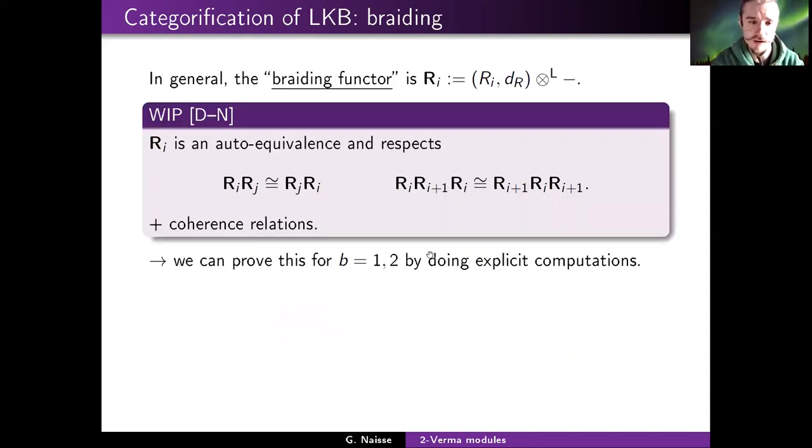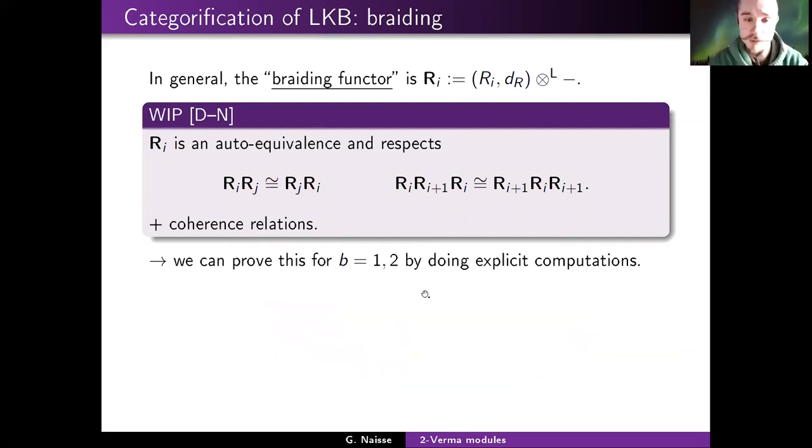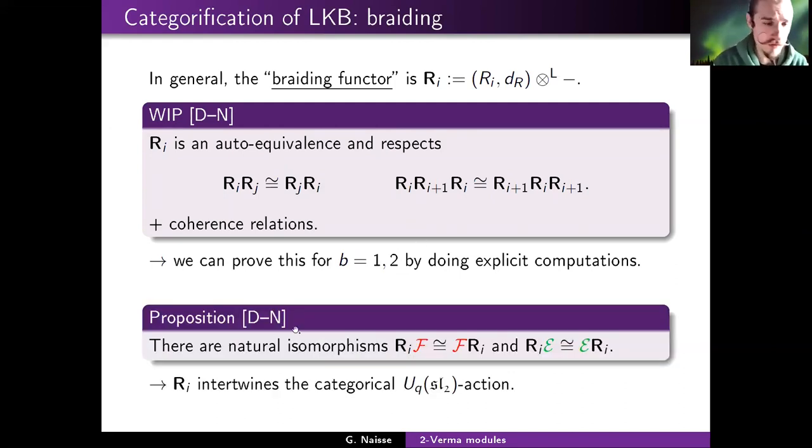And so again, you can do it when B is one or two, but in general, it's not so easy to show that your rewriting system has the proper properties needed to compute your basis. So this is why it is actually a hard problem. Okay, but for B equal one and two, we can do it, so that's good. And also we can show that there are natural isomorphisms between the composition of our braiding functor and the action of the quantum groups, the categorical action. And so it means that we really have a categorical intertwiner for the categorical action.